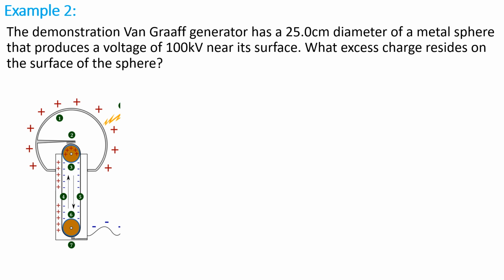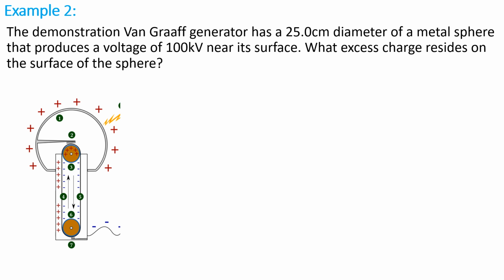It reads, the demonstration of a Van der Graaf generator has a 25.0 centimeter diameter metal sphere that produces a voltage of 1000 kilovolts near its surface. What excess charge resides on the surface of the sphere?